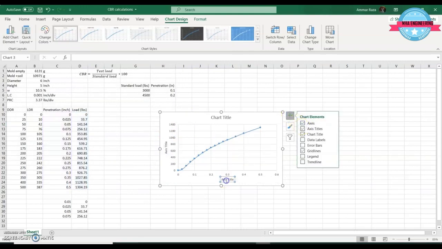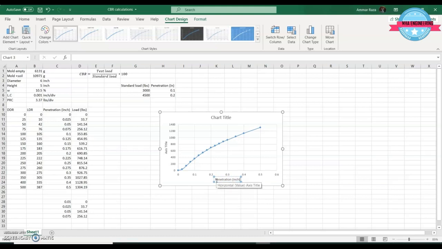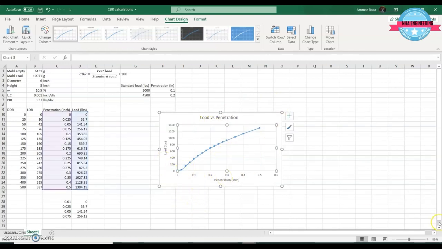You can add the axis titles, penetration in inches, and over here you can add load in pounds. So this is our graph over here.